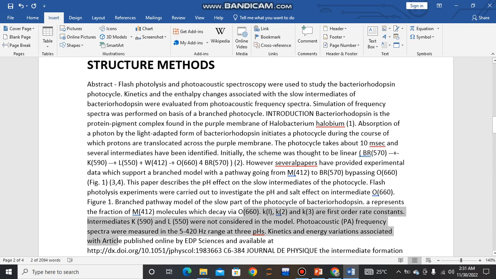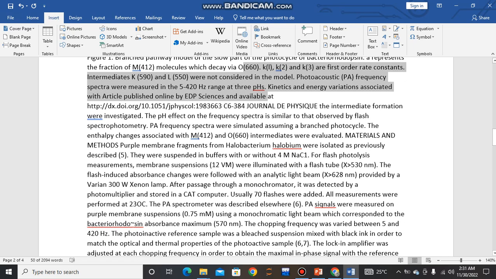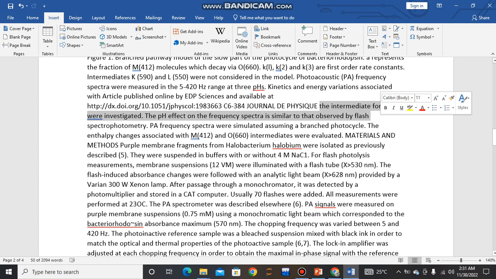Photoacoustic frequency spectra were measured in the 5 to 420 Hz range at three pH values. The kinetic and energy variations associated with the intermediate formation were investigated. The photoacoustic frequency spectra are similar to those observed by flash spectrometry.